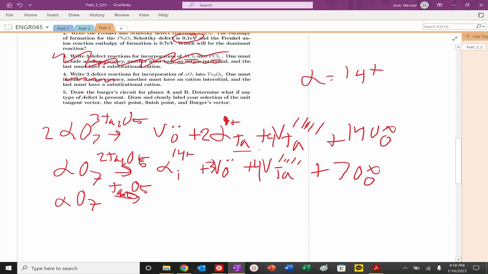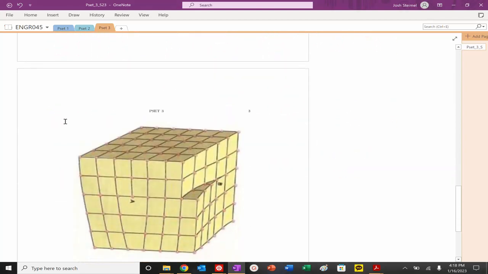Now finally, draw the Burgers circuit for A and B, what's present, and show your selection. So I'm going to pick my tangent vector out of the board. I'm going to start here. So start. I'm going to do 1, 2, 3, 1, 2, 3, 1, 2, 3. So start to finish. That's my Burgers vector. Start to finish. So that is tangent perpendicular to Burgers. That's an edge dislocation.